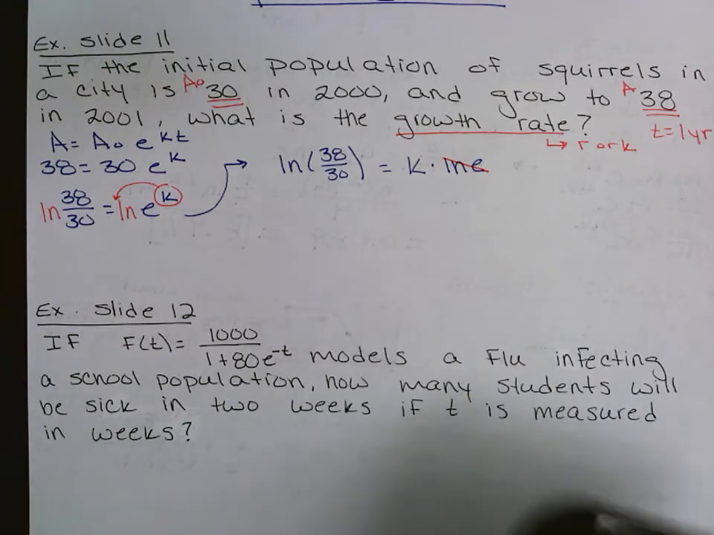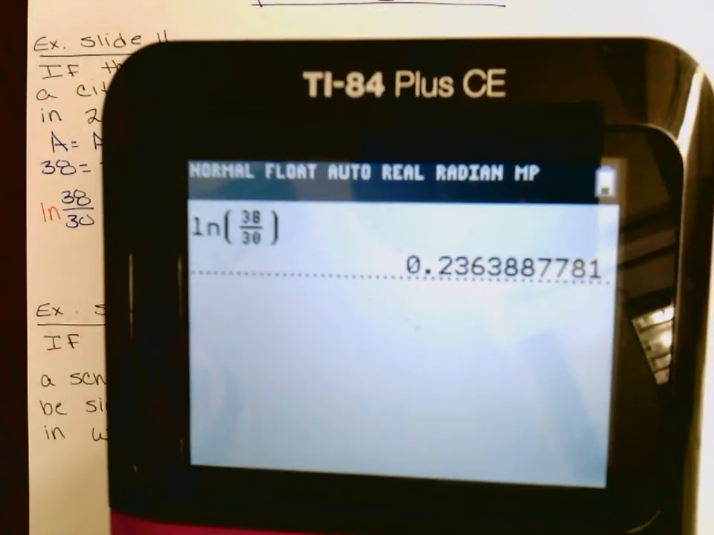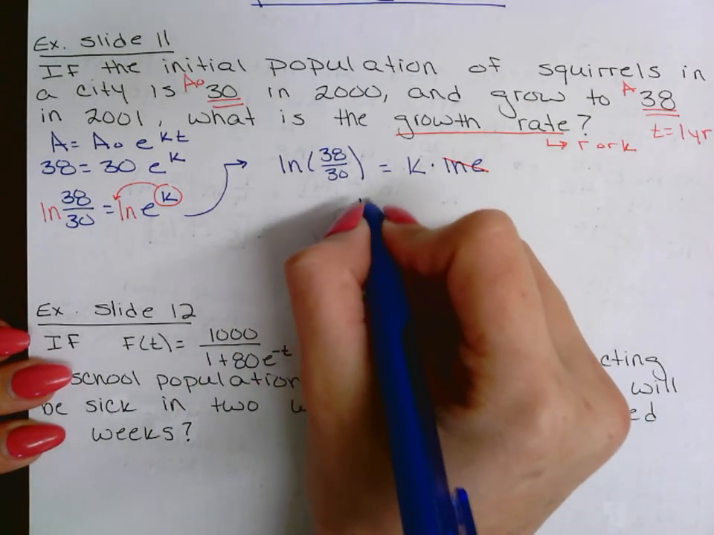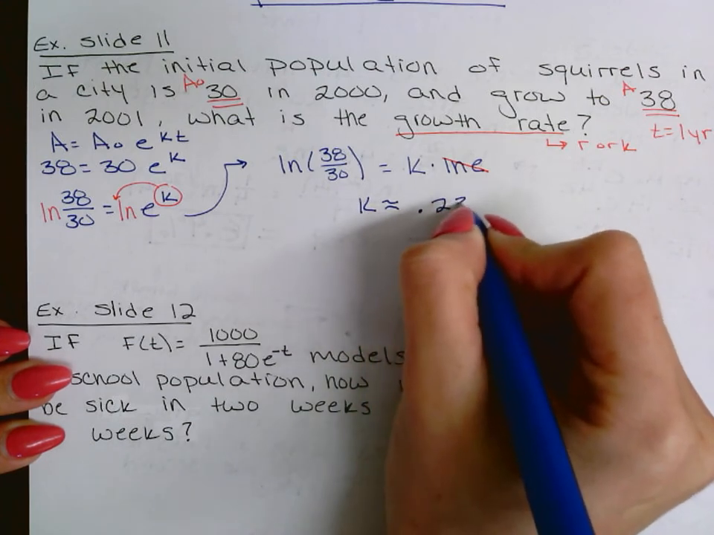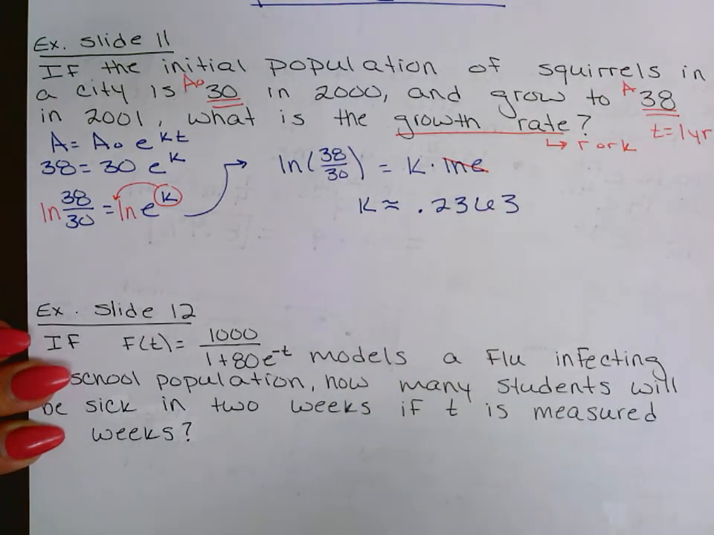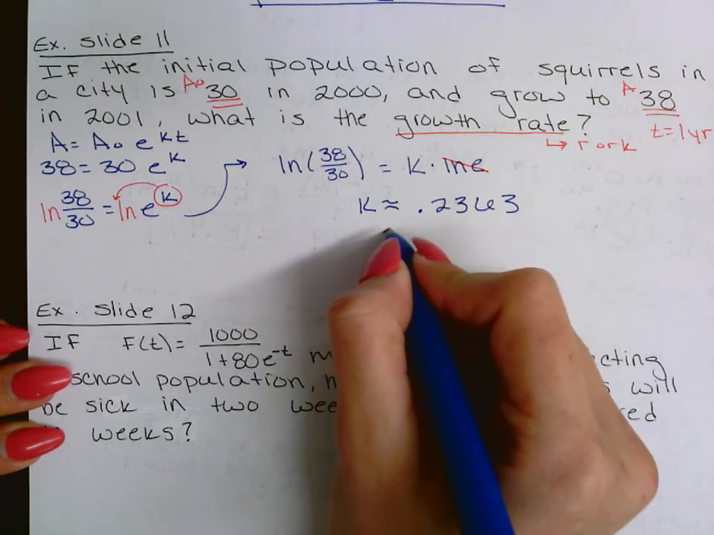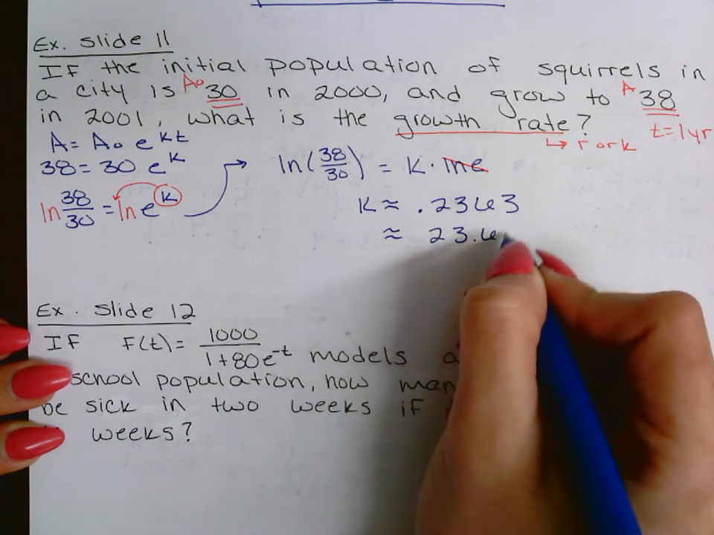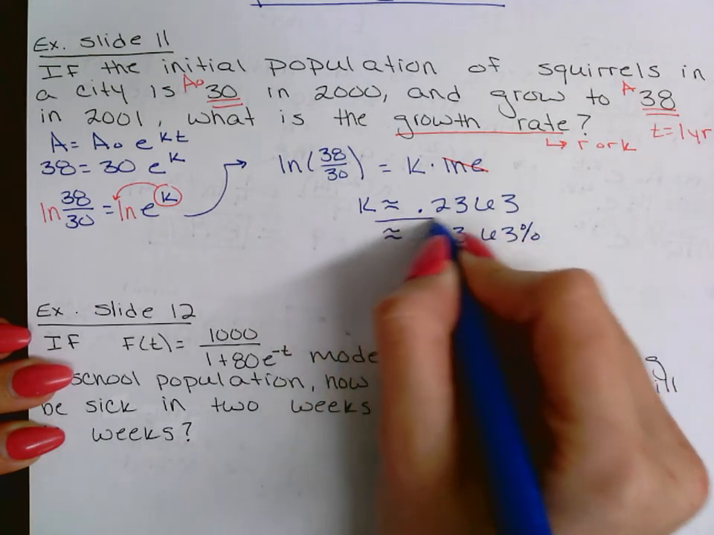And if you plugged it in, make sure you're in radian mode. It should look something like this. 0.2363. So K is approximately 0.2363. And if I want to represent K as a rate, as a percentage, it would be 23.63%. Okay.